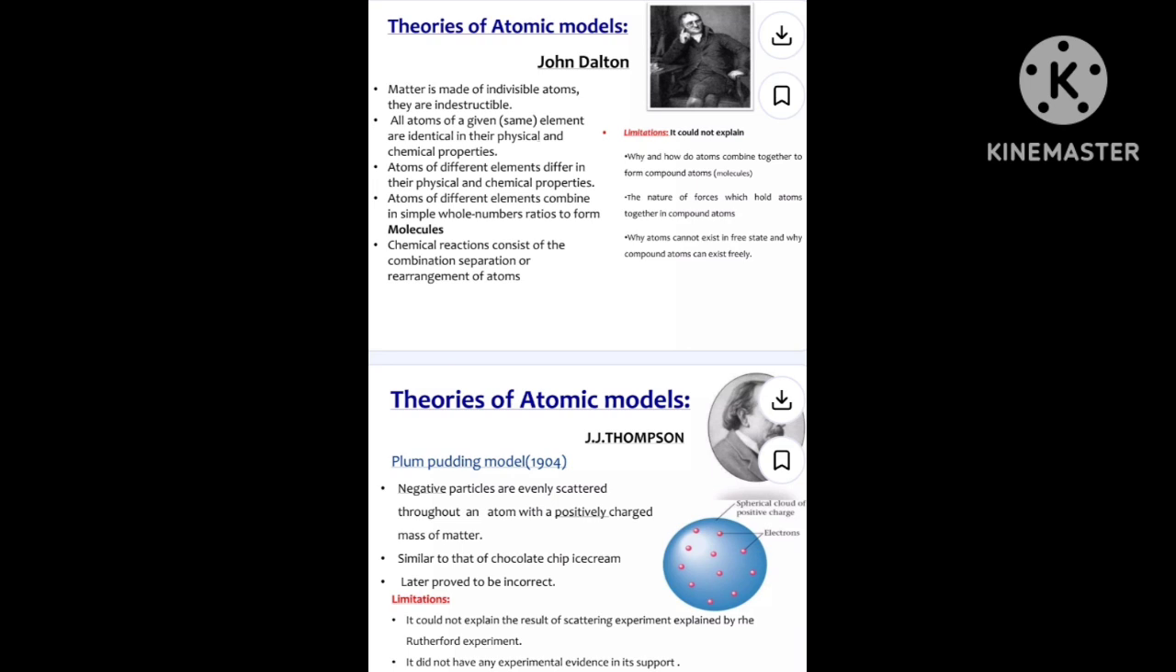If you take an example of hydrogen and oxygen, different elements have different properties: different physical properties, chemical properties, and nuclear properties.